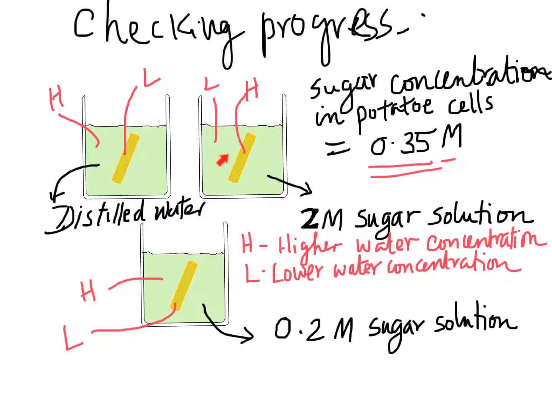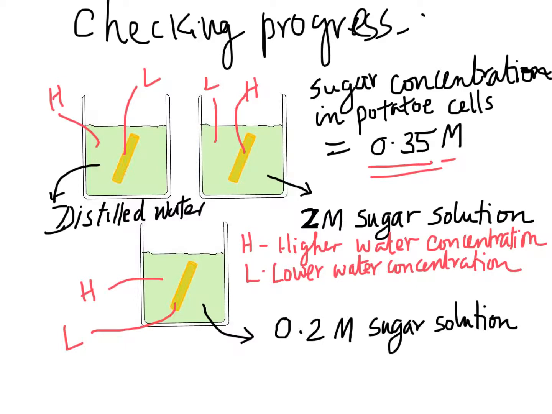But it will increase more here compared to here, because the difference in concentration is higher here compared with this one. There is a small difference in concentration of water here, whereas here there is a large difference in concentration. You have 2m sugar solution here compared with 0.35, as you can see. So there will be a greater loss of mass here, a smaller increase in mass. So smaller increase in mass, higher increase in mass, bigger decrease in mass, a loss of mass here.